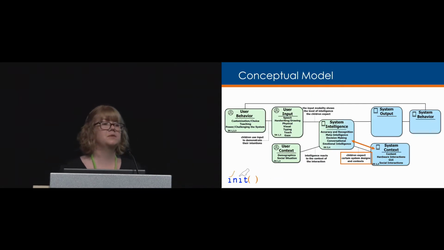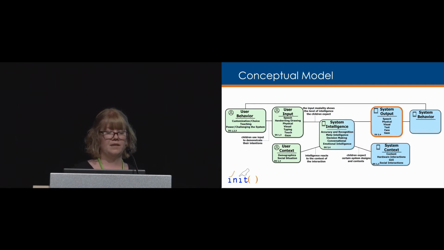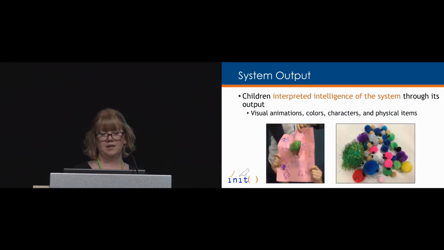So we saw a connection between system intelligence and system context because the children assumed certain system contexts and domains would be supported by the system, such as the ability for hardware interactions. The next main theme we saw was system output. The children really interpreted the intelligence of the system through its output.